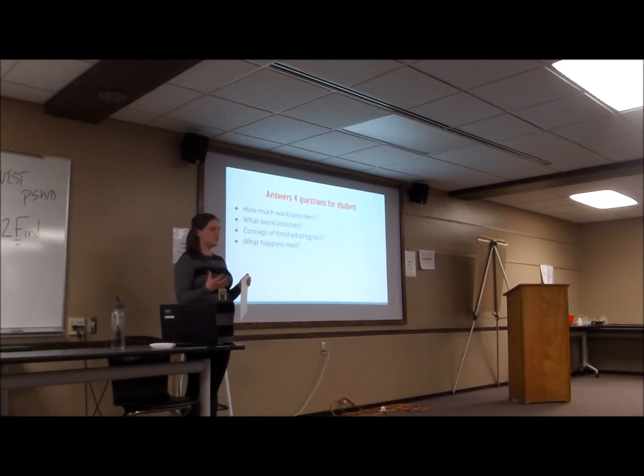So this system should tell students 4 different things. How much work they are expected to do, what work they're expected to do, the concept of finished, and then what happens next. So when you have this set up, this is what should be answered for the students. And we'll go over all these 3 types, but the 3 types of work systems are going to be moving from left to right. There's going to be a matching system and then a written system.